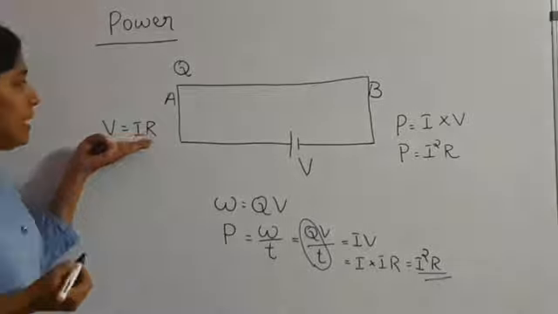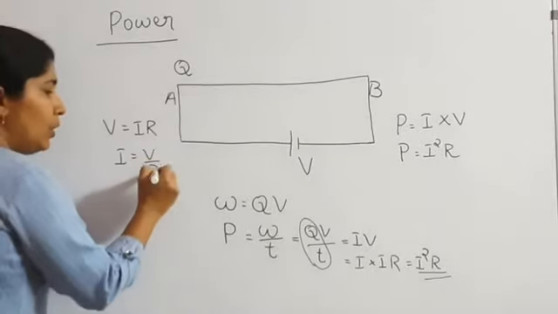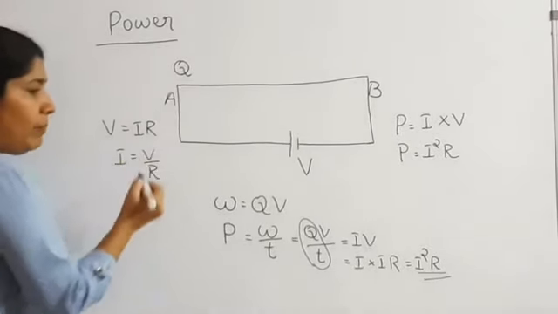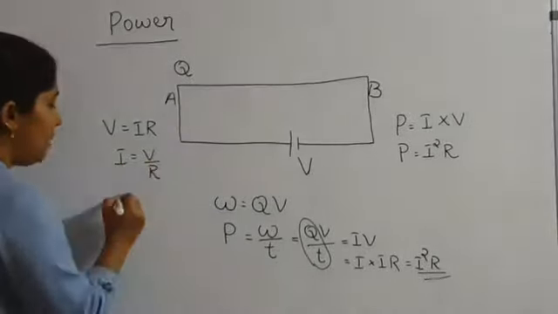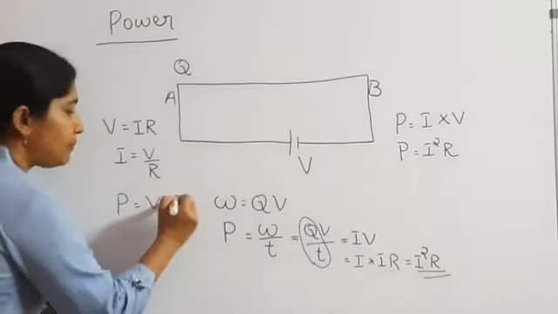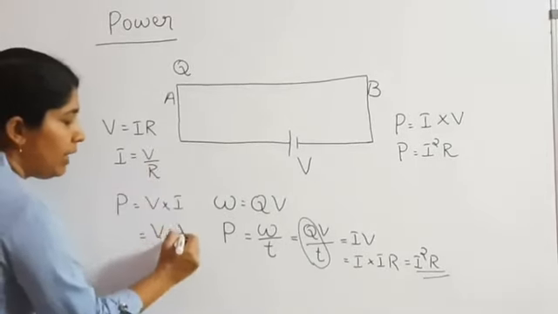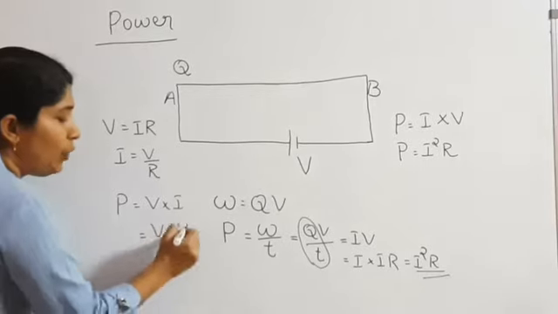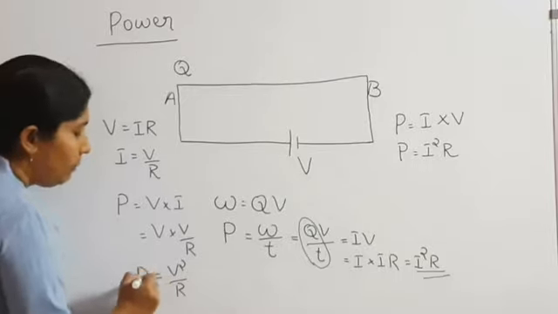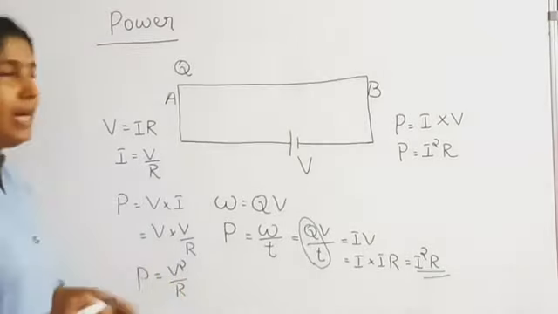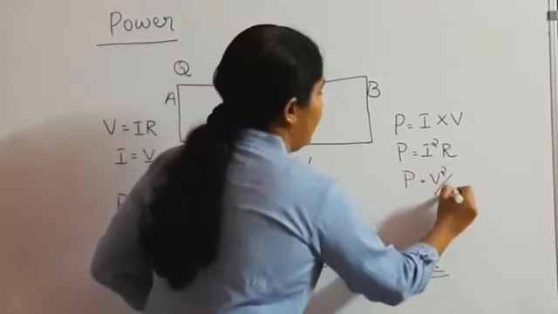On rearranging Ohm's law, we can write I is equal to V by R. On substituting I equal to V by R in the equation power P is equal to V into I, it's equal to V into, what about I? I is equal to V by R. Then V divided by R. V into V is equal to V square, then V square divided by R. Therefore, the power P is equal to V square divided by R. That is the third equation.